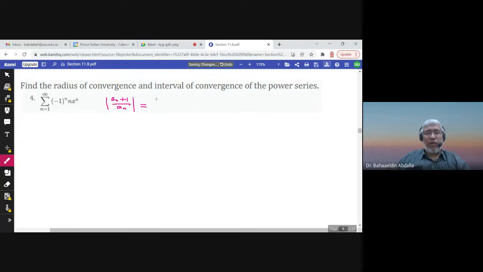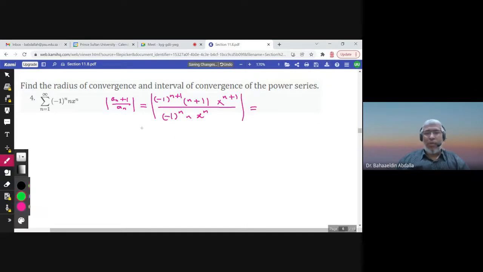Negative 1 to the power n plus 1 times n plus 1 times x to the power n plus 1. This is a n plus 1. And this is a n. Some cancellations. This goes with this and negative 1 remains. And also here I still have x.